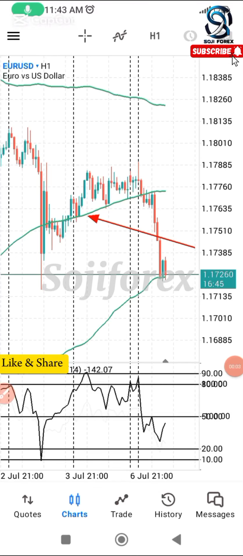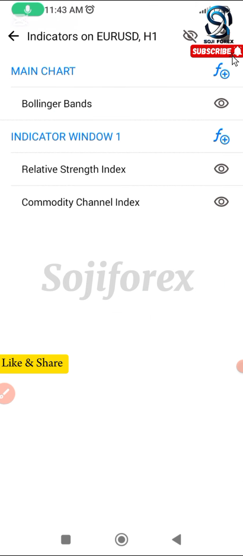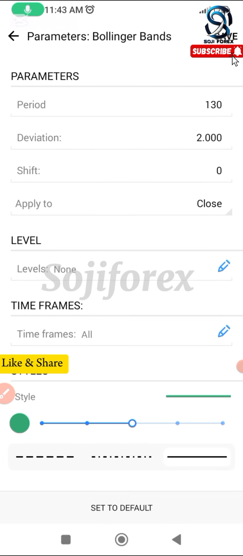Hello guys, in our previous video we looked at how we can use my special Bollinger Band setting combined with the default Bollinger Band setting in order for us to get our trading entry. So looking at my chart now is my special Bollinger Band. You can see the setup: the period is 130, deviation is 2.0, the shift is 0, you apply to close.